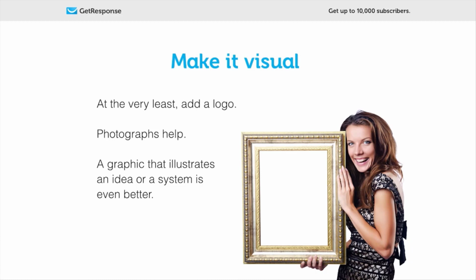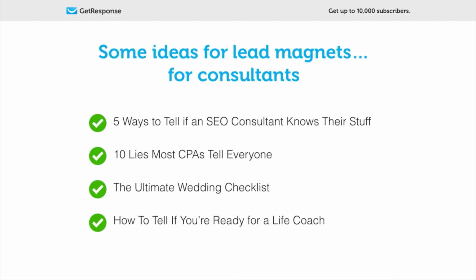So here are some ideas for lead magnets for consultants. 5 ways to tell if an SEO consultant knows their stuff. 10 lies most CPAs tell everyone. The ultimate wedding checklist. How to tell if you're ready for a life coach. As you can probably guess, these are all interchangeable. So this could be how to tell if you're ready for a Harley, or the ultimate skydiving checklist. That would be important. 10 lies most doctors tell everyone. These are all good. You could use them as a consultant or affiliate marketer or anyone.